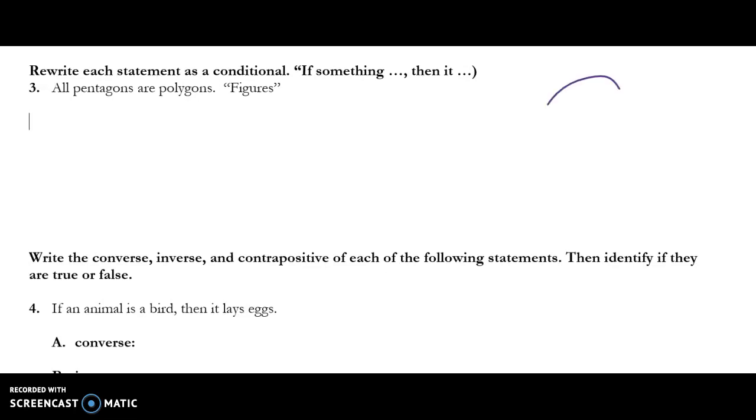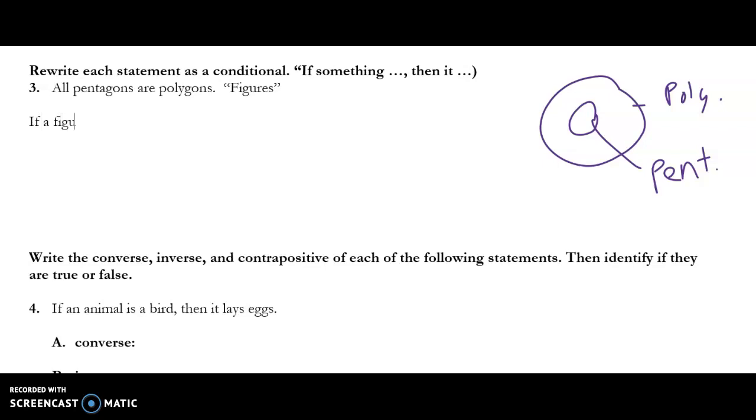So I could, if I wanted to, do this type of thing. And this would be the polygons. And this in there would be, I'm just going to put pent, pent and poly for short, okay? So I can kind of think of it that way. Or I can just try to draw a conclusion. So if a figure is a pentagon, then it is a polygon. Okay?